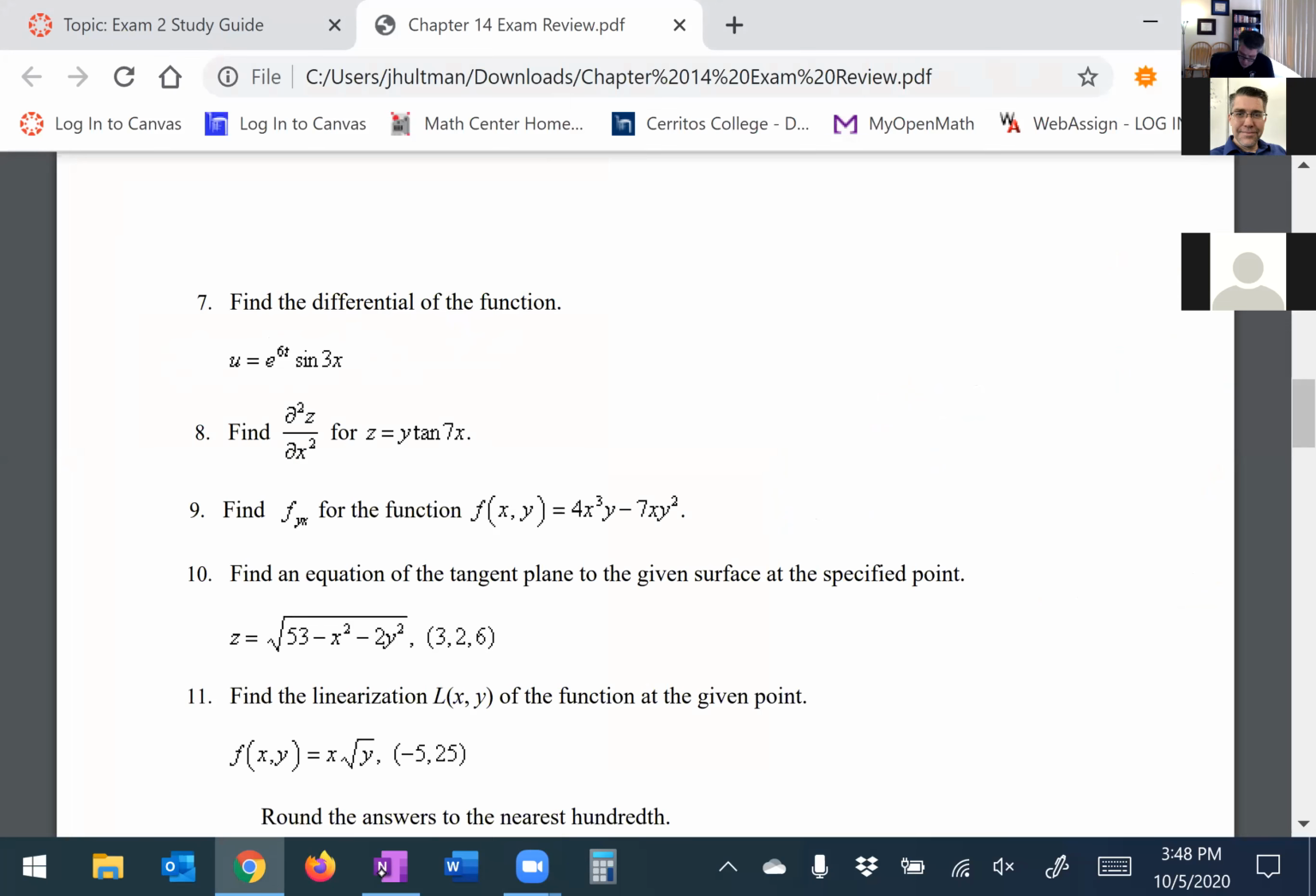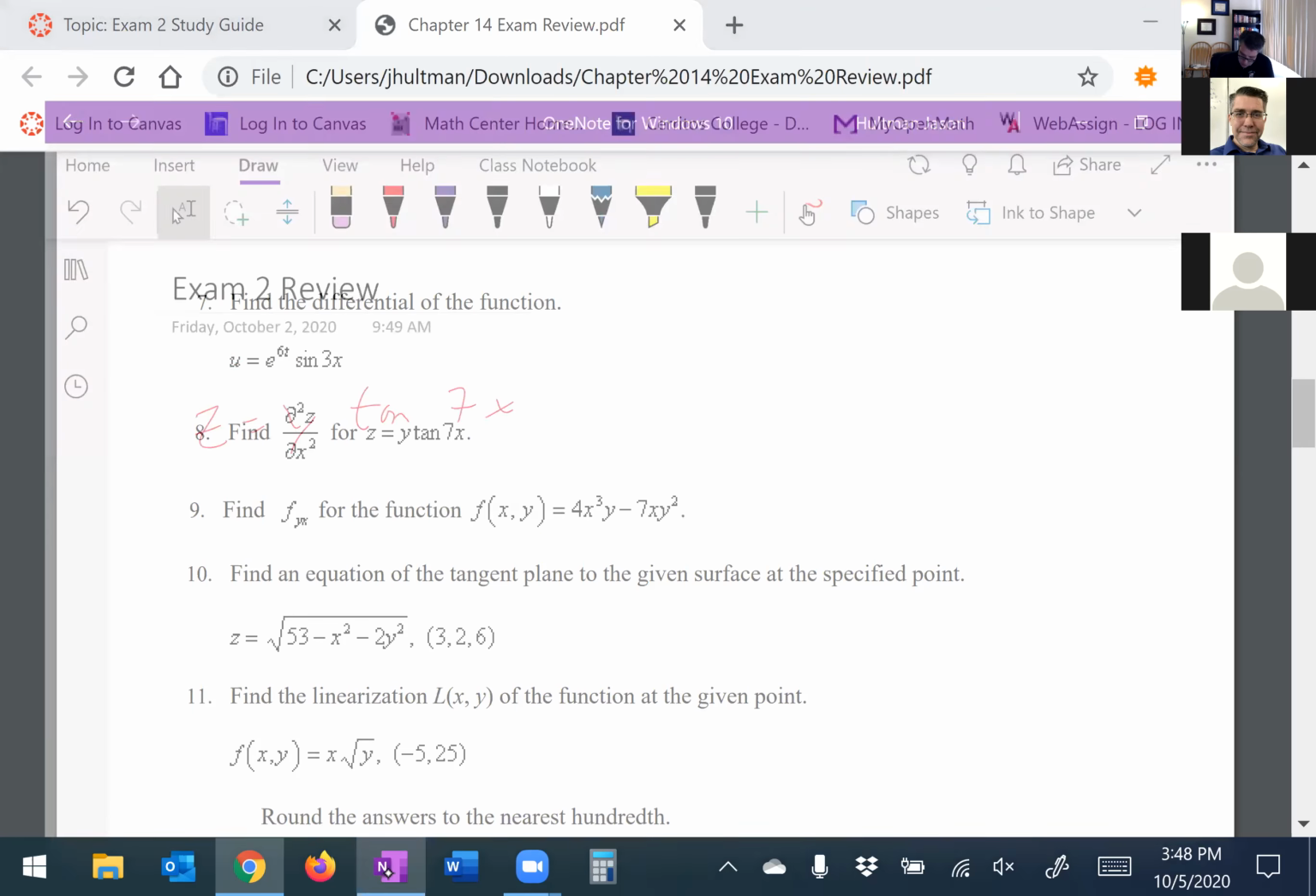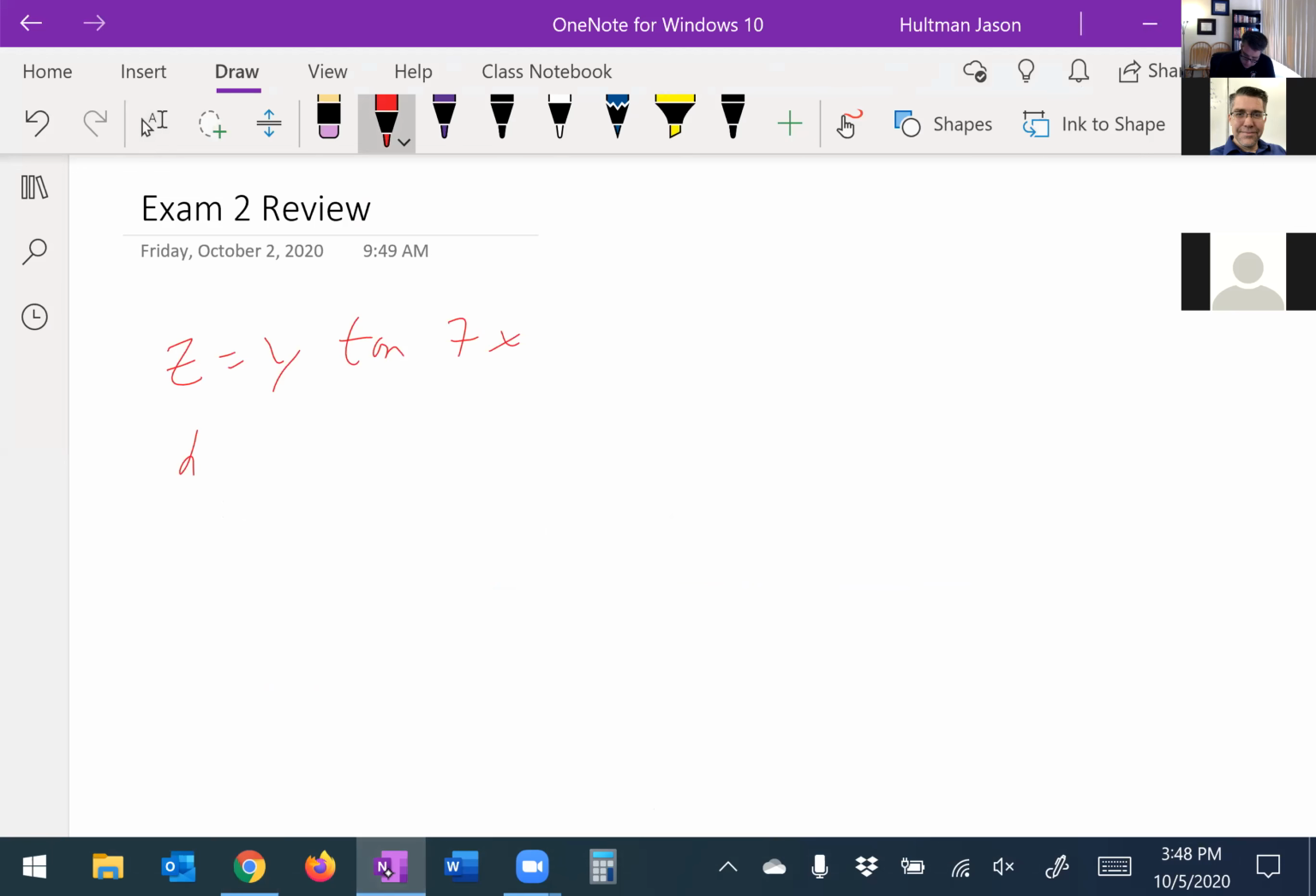Well, just take this with respect to x twice, right? Partial of partial, okay? So let's do f sub x. What's f sub x of this?